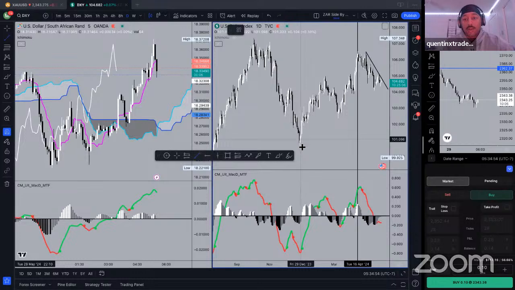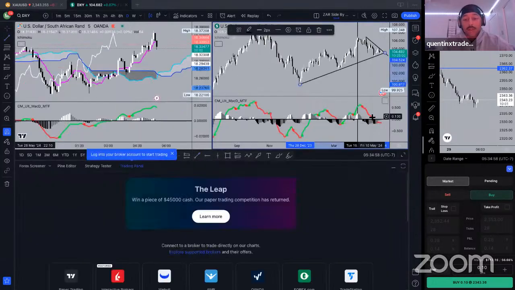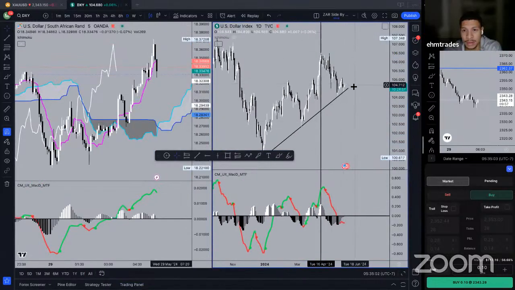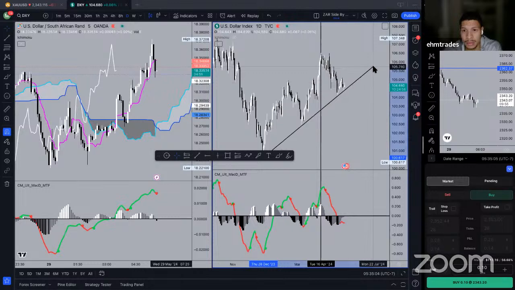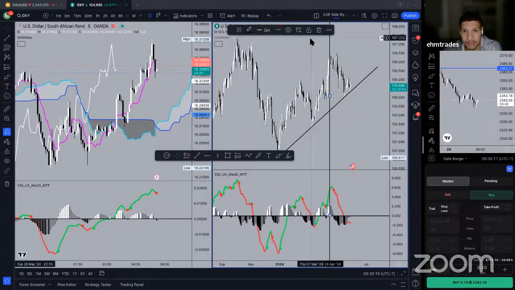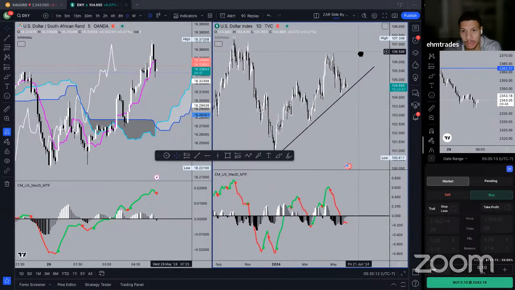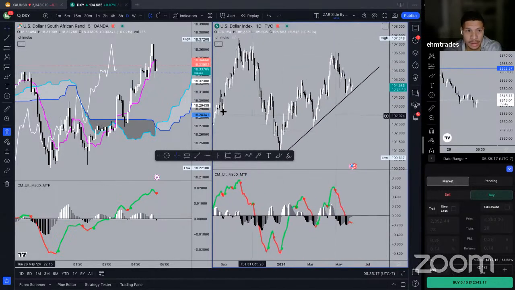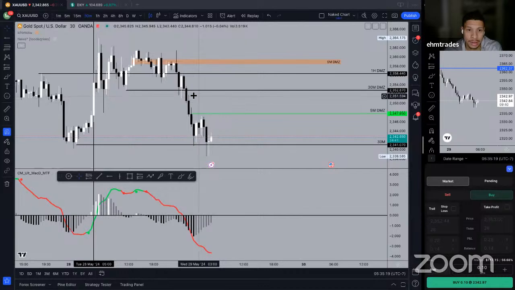Dollar's been nice and dollar's been pretty bullish over the last day or so. Yeah, definitely. Last 24. Yeah, let's see if it respects this trend, which it definitely has. Had a decent trend on it.